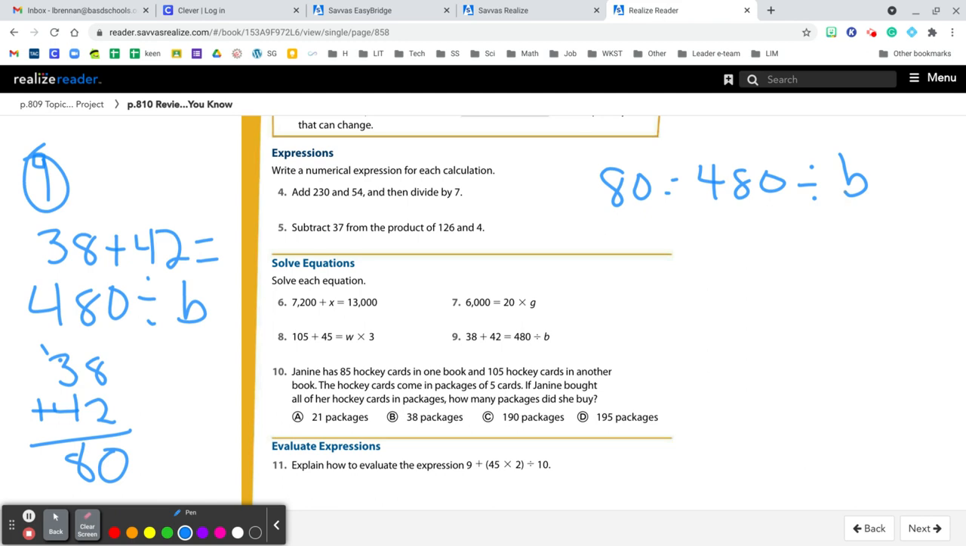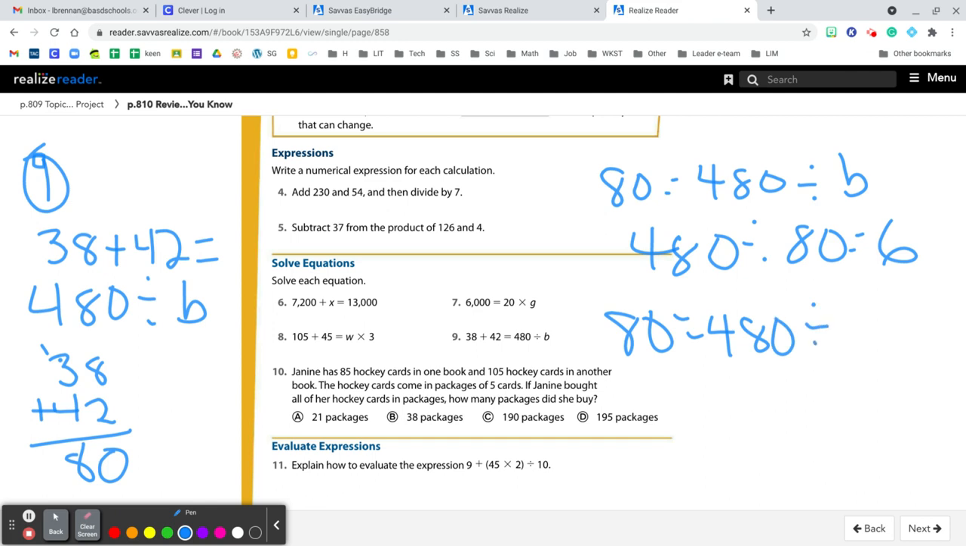If we're going to take 480 off, try to get it off of one side of the problem. Figure out how many times 80 goes into 480. 6 times. So let's see if that works. So 80 equals 480 divided by 6.